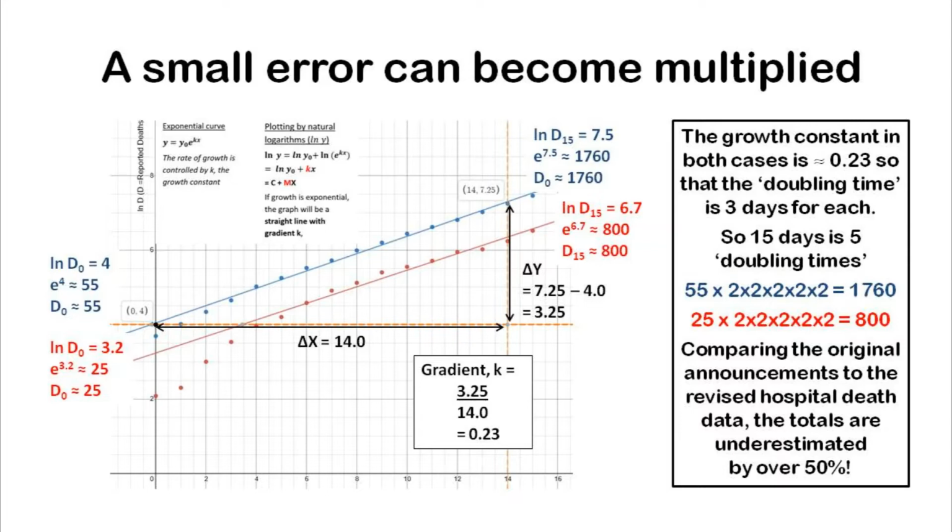At the beginning, while the announcement said 25 deaths had taken place, the revised data suggests more like 55, roughly double, slightly more. That's only a small amount at that stage, but as you continue to double and double and double, 5 times over 15 days, the difference becomes magnified. The 25 becomes 800 in the announced data, but the 55 becomes more like 1760 in the actual data. So a small error can become quite magnified over time.